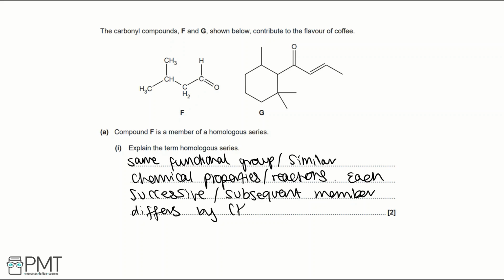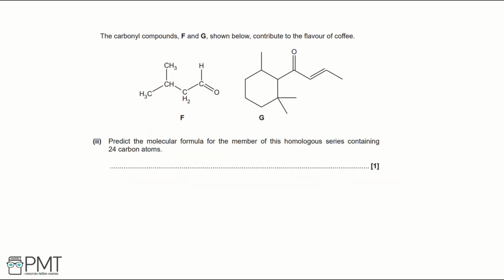And then to get the 2 marks for this question, you get a mark for this first statement, so either same functional group or similar chemical properties / reactions. So either of those, that's your first mark, and then your second mark from saying each successive or subsequent member differs by CH2.